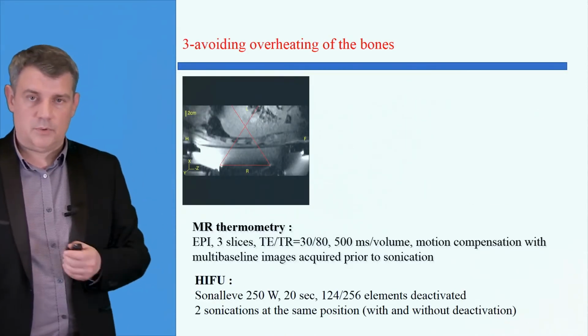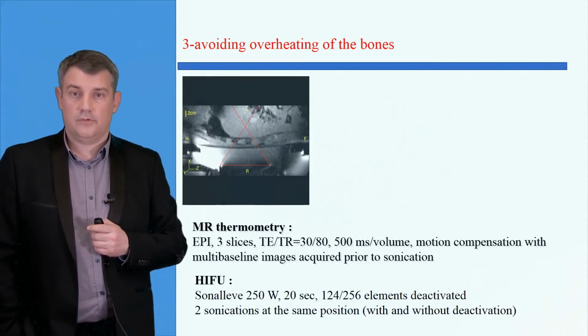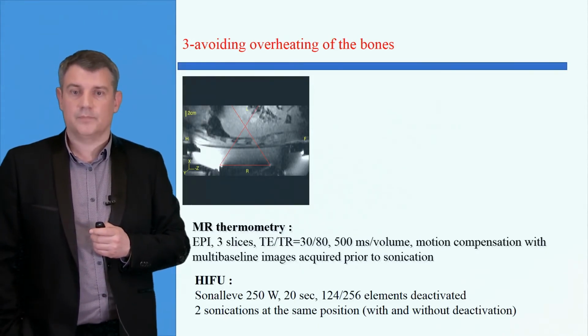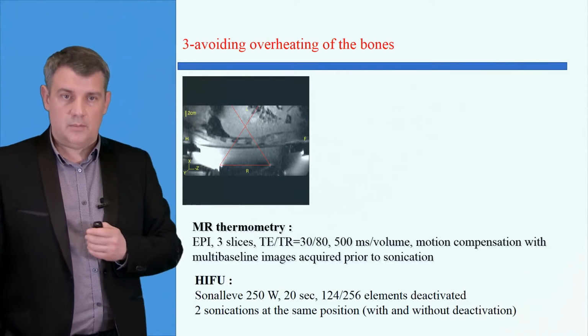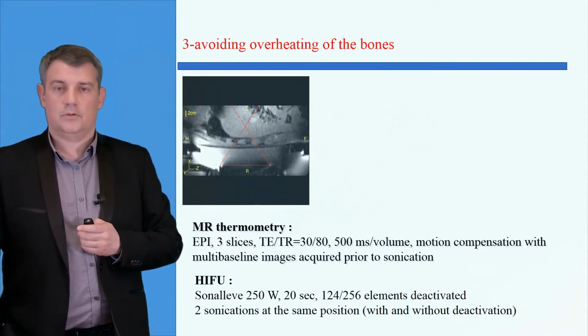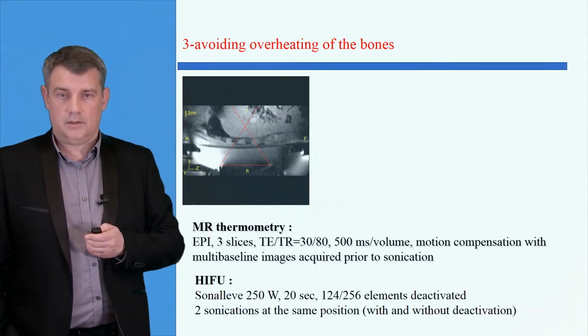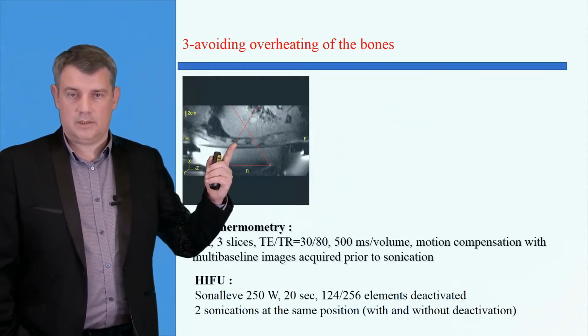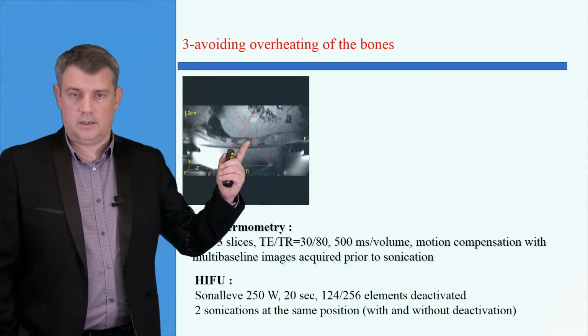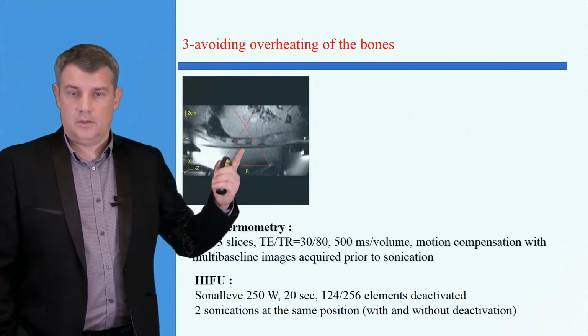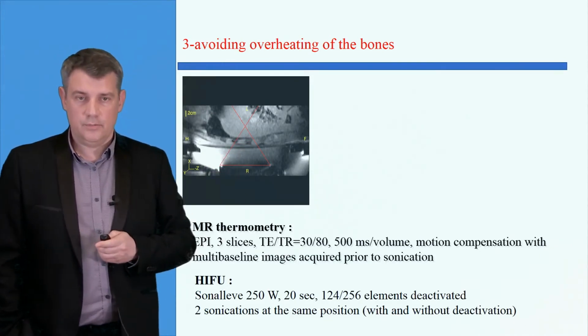Okay. The third point I mentioned was the risk of overheating of the bones. So again, MR can be used not only for thermometry, but you can acquire images prior to the treatment, for example, in 3D. And you can clearly see in this example that you have bones that appear in black that are inside the cone beam of the HIFU.